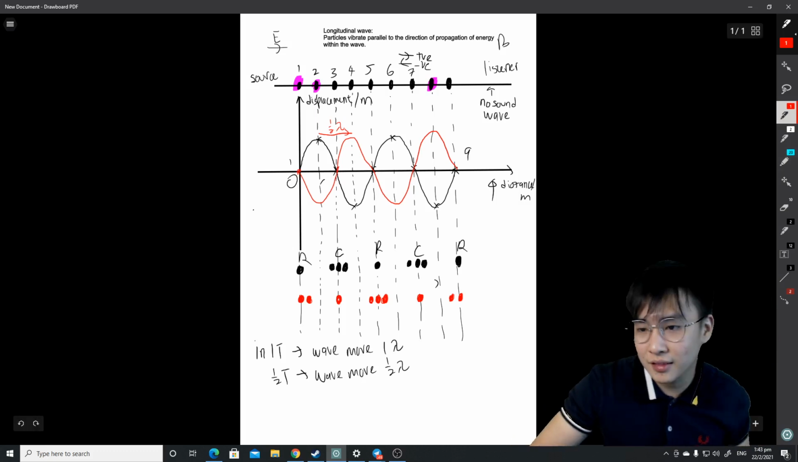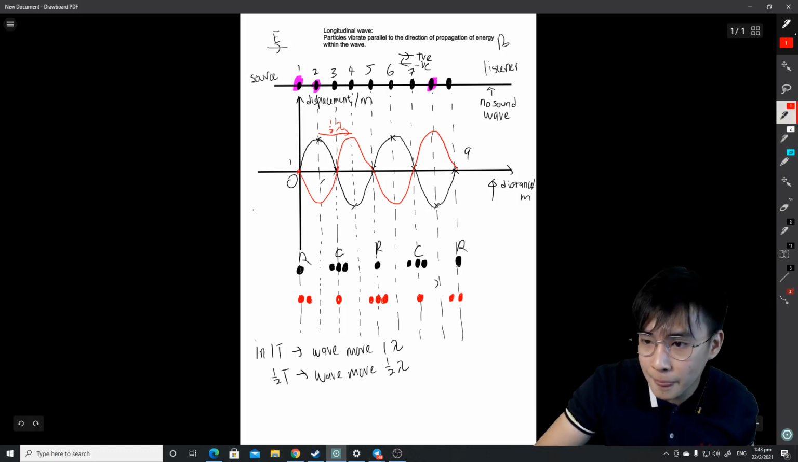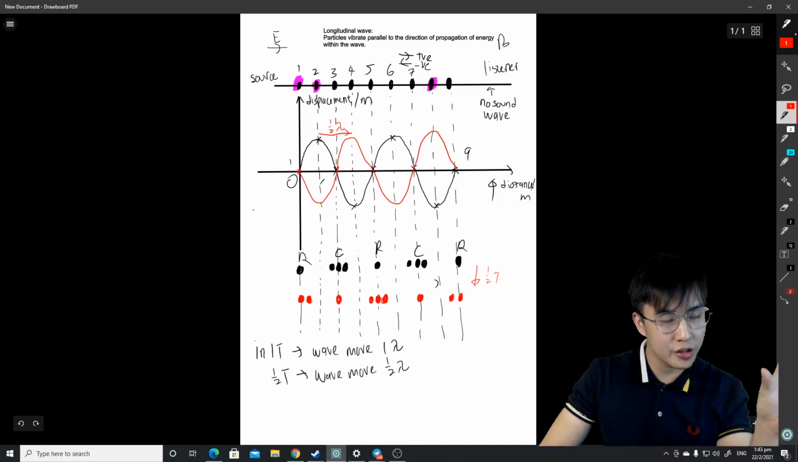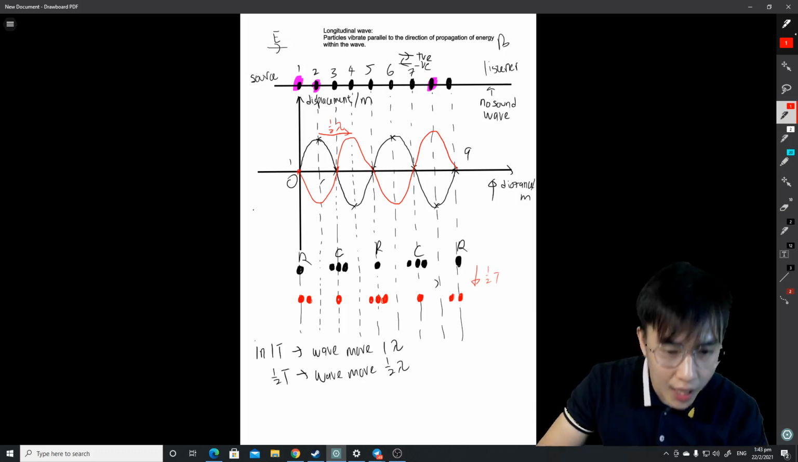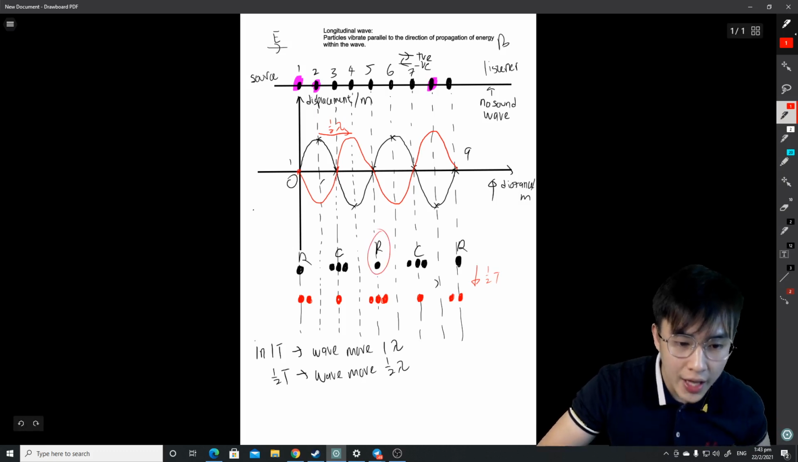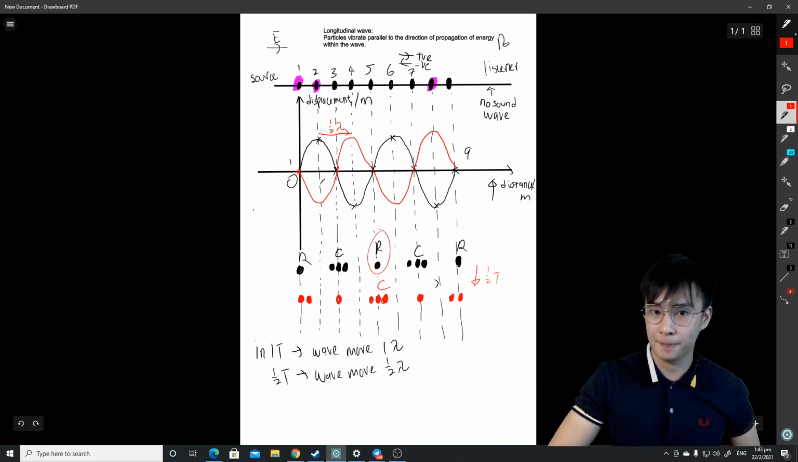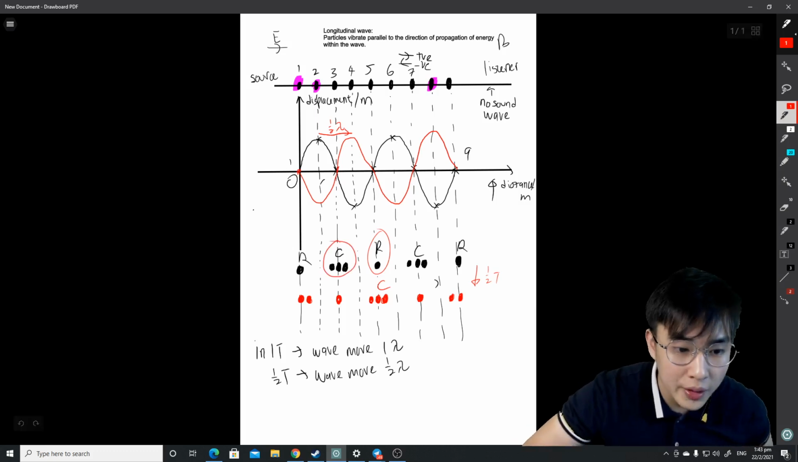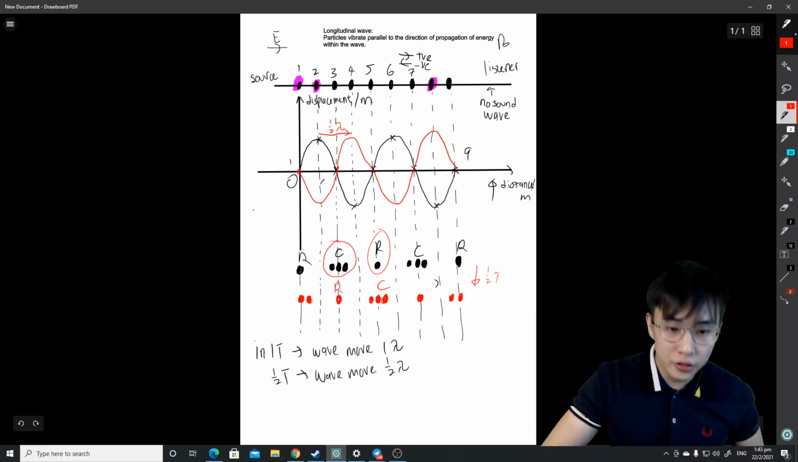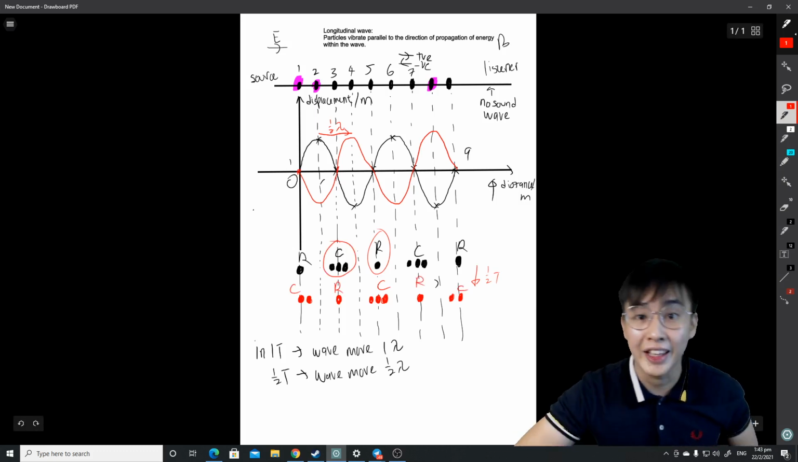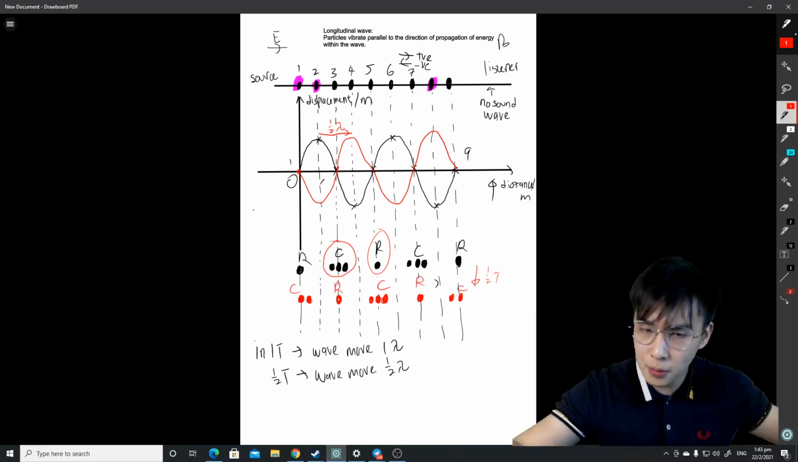Now, look at something magical that just happened. Previously, this was half a period. Remember I told you all, we are just considering what happens half a period later. Half a period later, all my rarefactions, this rarefaction has now become a compression. Now look at my original compressions. What have they become now? They've become rarefactions. So compression turns into rarefaction, rarefaction turns into a compression, and a compression again. So very, very simple concept.